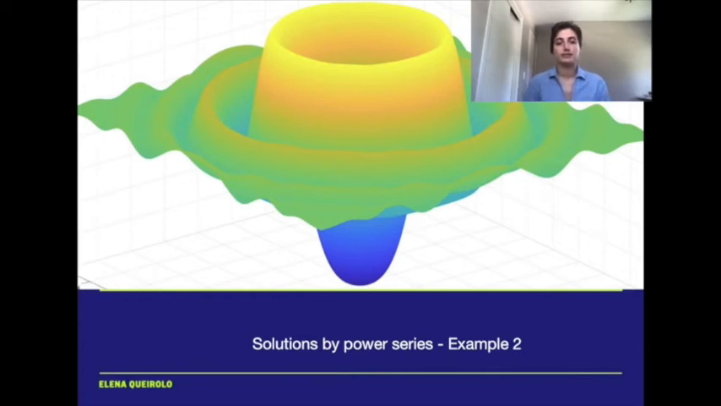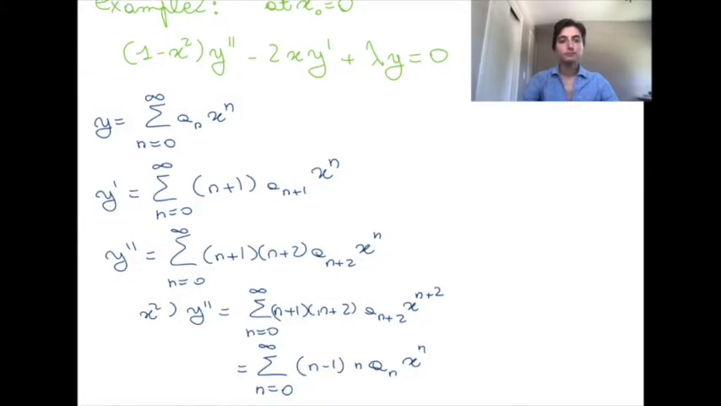Let's look at another example of how to apply the solutions by power series. This is a non-constant coefficient equation. It is second order, so we have the second derivative of y, homogeneous, but it's something we cannot solve yet. So let's start. We have y equals an infinite sum of a_n x^n.